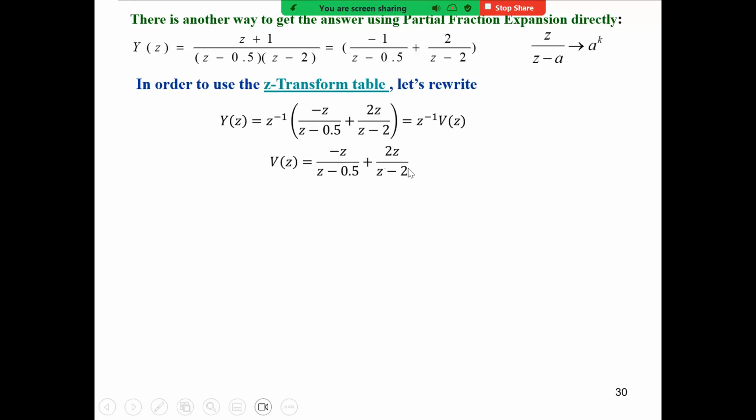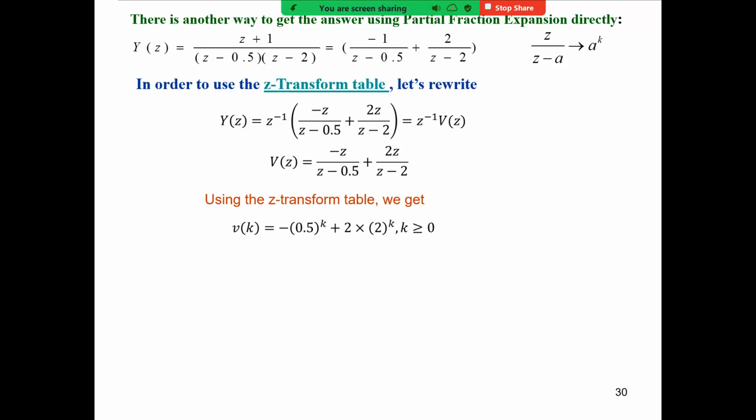You can use the Z transform table. This one, we have Z minus 0.5. That will be 0.5 to the power of k. This Z minus 2 will be 2 to the power of k. So using the table, you get the signal v of k equals minus 0.5 to the k plus 2 times 2 to the power of k. Of course, this is for all values of k greater than or equal to 0. We don't have information for negative k, right? That is by the definition of the Z transform.